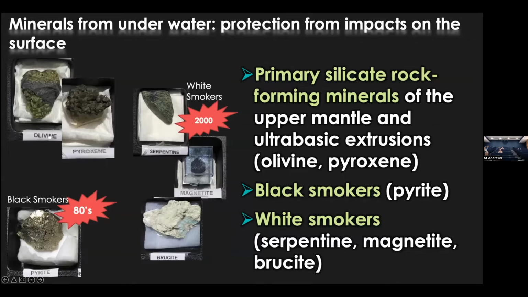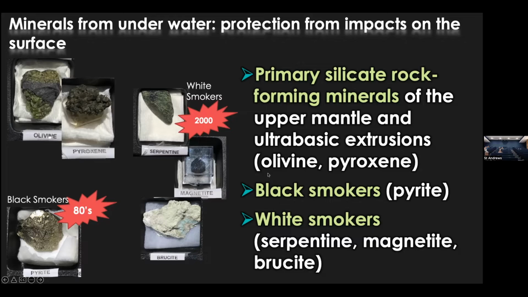Then we go to other minerals like olivine and pyroxene, and these are primary silicate rock-forming minerals of the upper mantle, actually. With tectonics, they can come to the surface of the Earth, and so we can see them and sample them. There are also other ways they come back, through volcanism, as xenoliths. That's why we know the composition of the mantle.